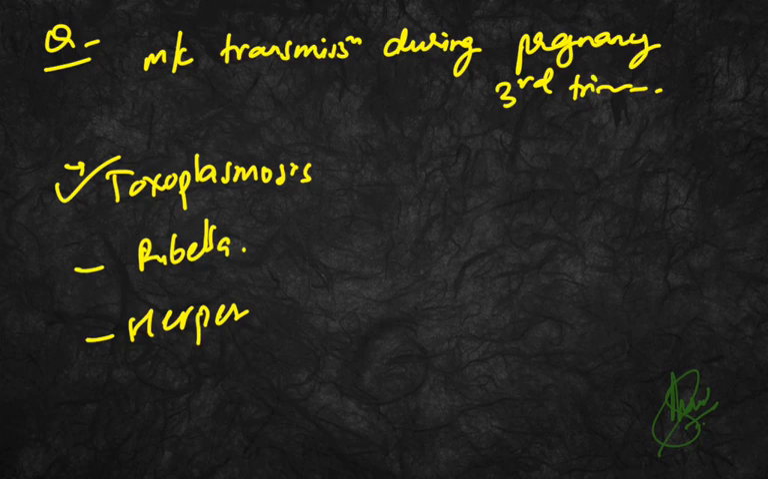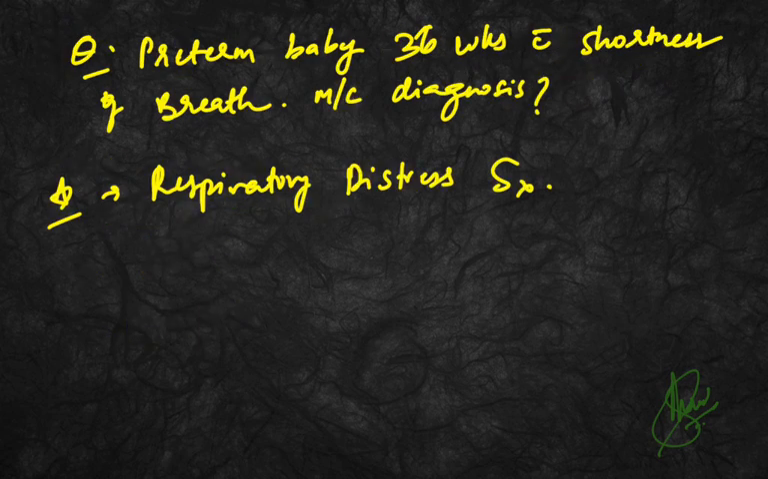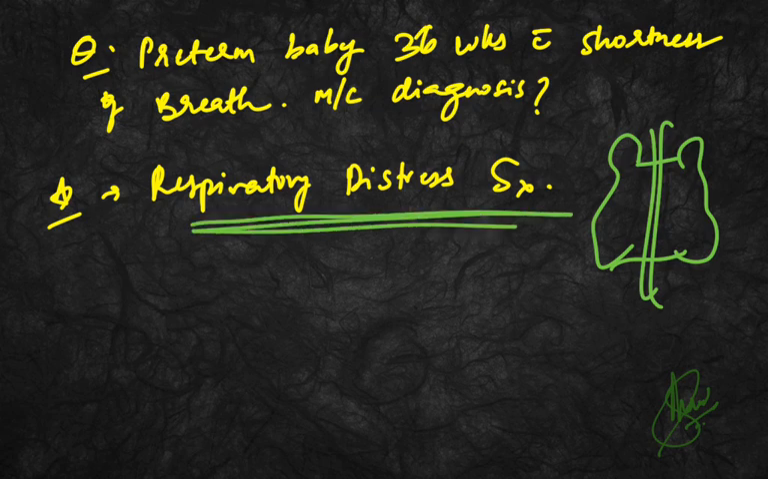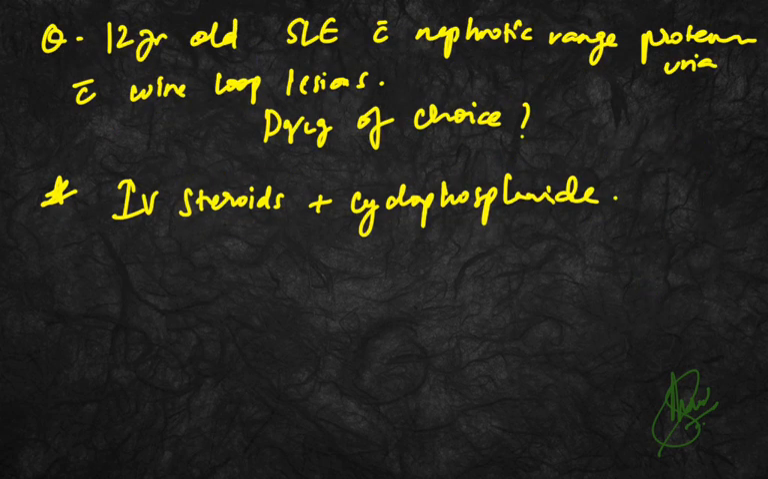Most common transmission during pregnancy in the third trimester: toxoplasmosis is the most common. Now a preterm baby, 36 weeks, with shortness of breath, most common diagnosis. A chest X-ray was also given. So respiratory distress syndrome is the correct answer.